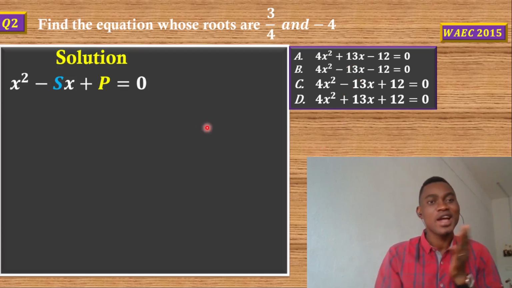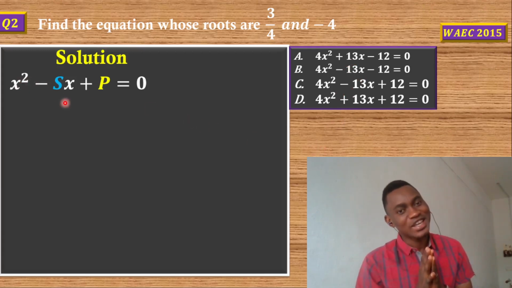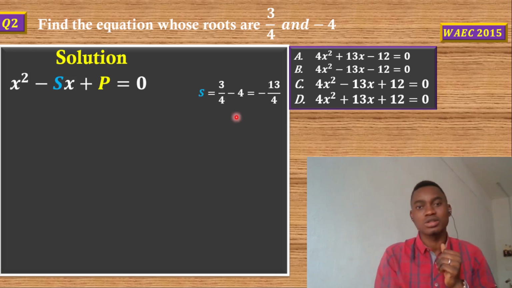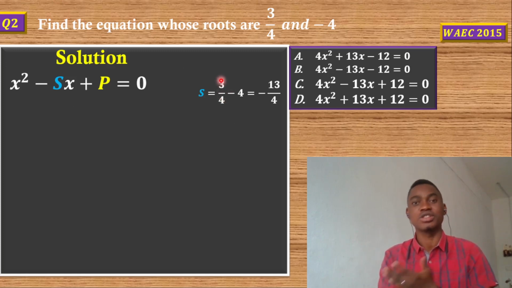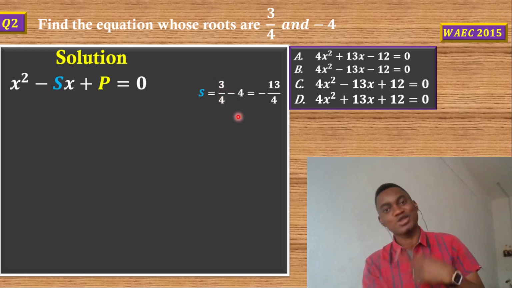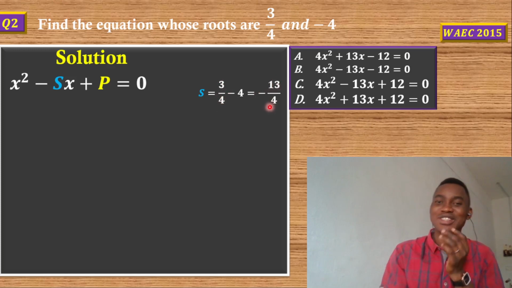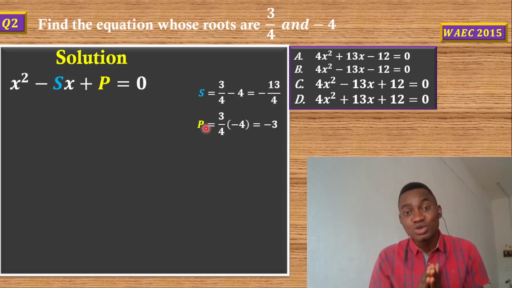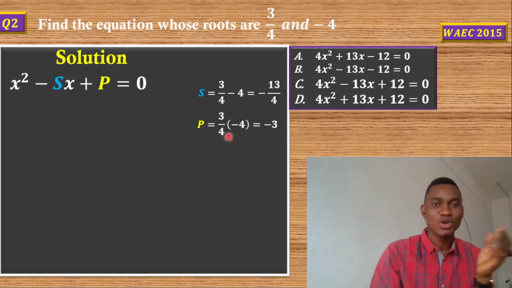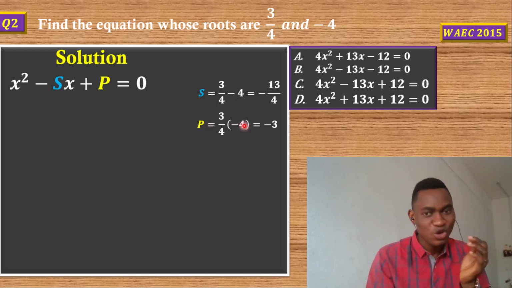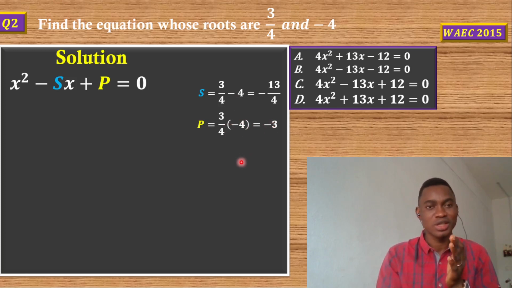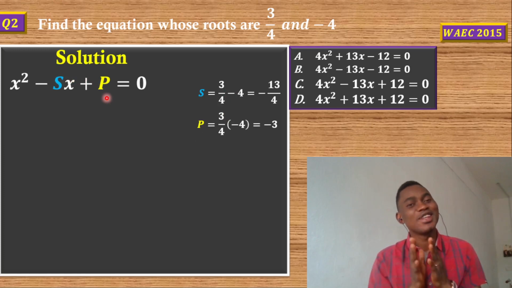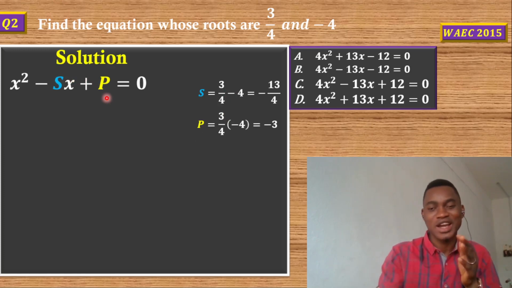We recall our formula: x squared minus sx plus p equal to 0. Our s is what? The sum of the given roots, which is 3 over 4 plus minus 4, which is minus 13 over 4. And our p is what? The product of the given roots, which is 3 over 4 times minus 4, which returns minus 3. So we just substitute for s and p in the given formula and we are good to go.